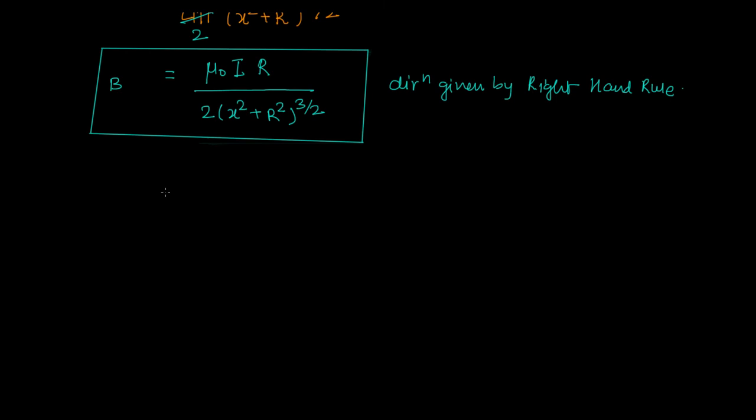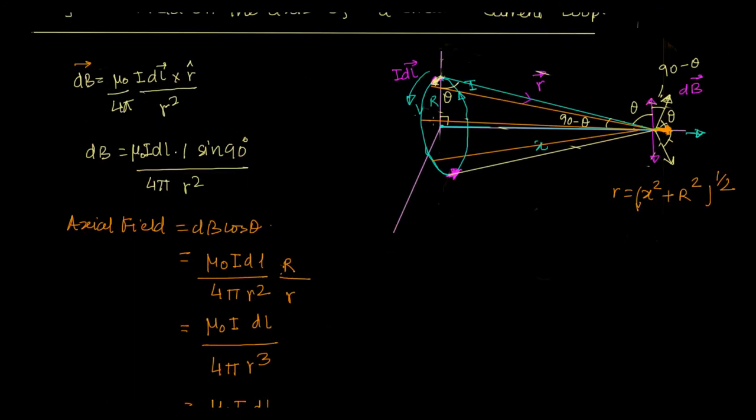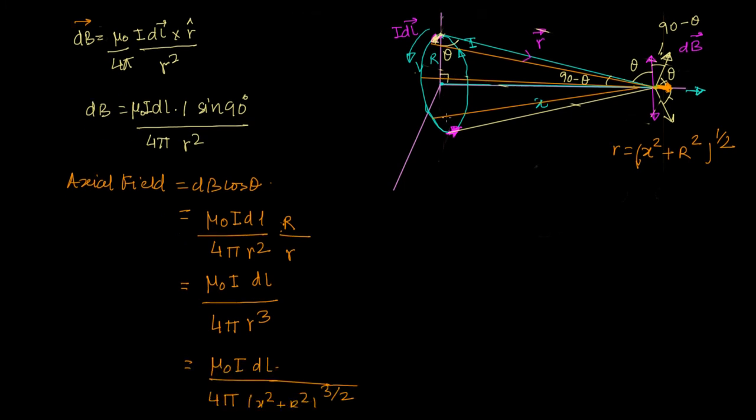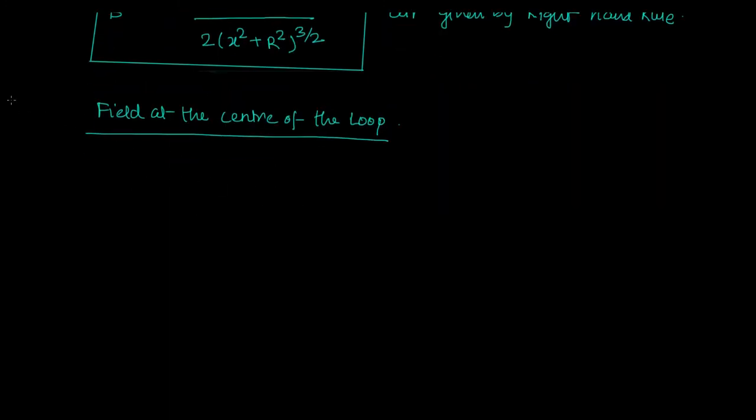Now what if we want the field at the center? Field at the center of the loop. If you want it to come to the center, this x collapses to zero. So let's put x equal to zero here.